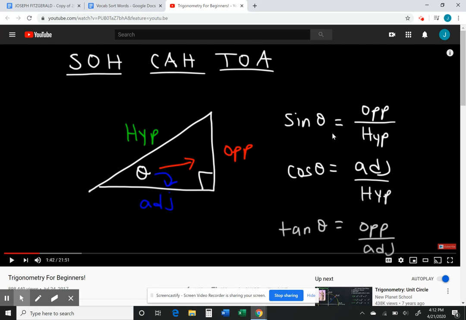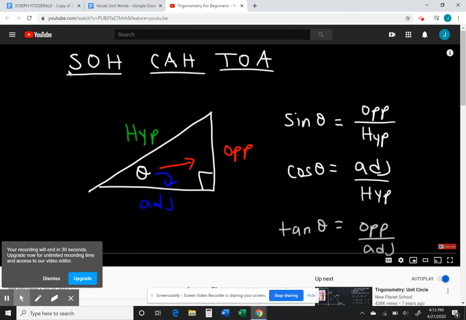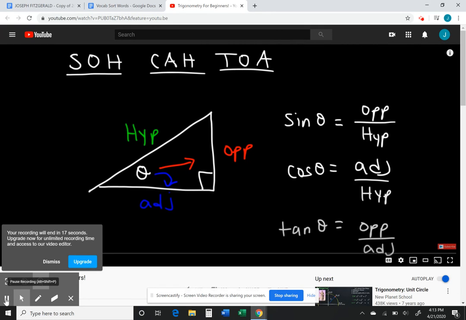So sine is equal to the opposite side over the hypotenuse. Cosine is the adjacent side over the hypotenuse. Tangent is the opposite over adjacent. So that's where we get SOHCAHTOA. Sine is opposite over hypotenuse. Cosine is adjacent over hypotenuse. Tangent is opposite over adjacent. And I'm going to pause this video again here because I've got 15 seconds left, so I'll be making a part 3.